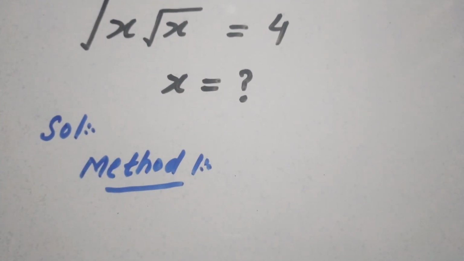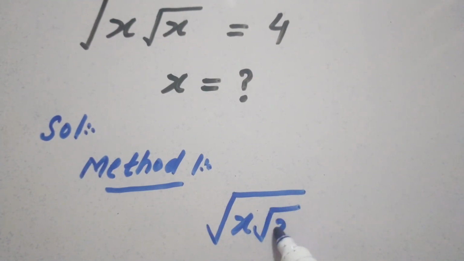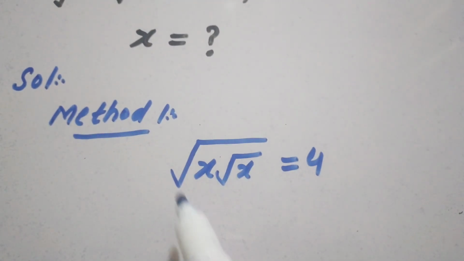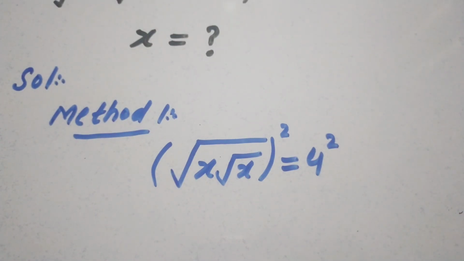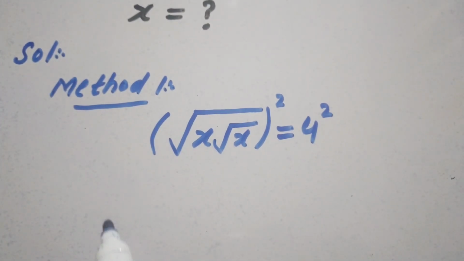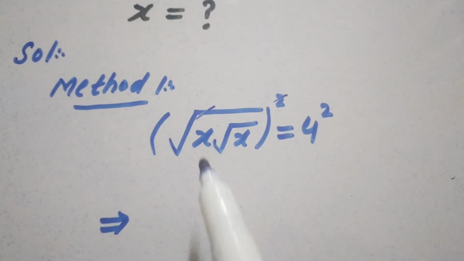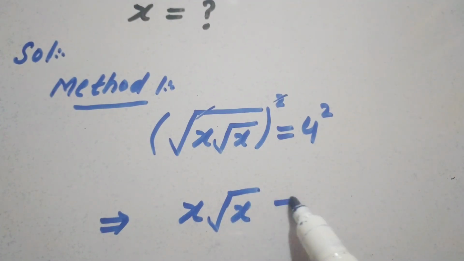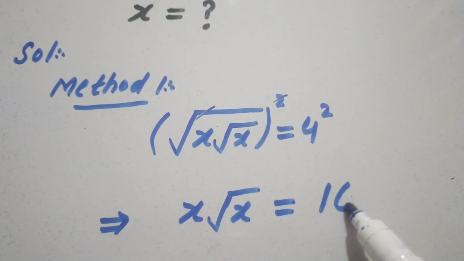First of all, as it is given that the whole square root of x into square root of x is equal to 4, now by squaring on both sides, the whole square root cancels with this square, and at the left hand side x into square root of x will be left, equal to 4 squared. We can write this as 16, multiplying 4 two times we get 16.